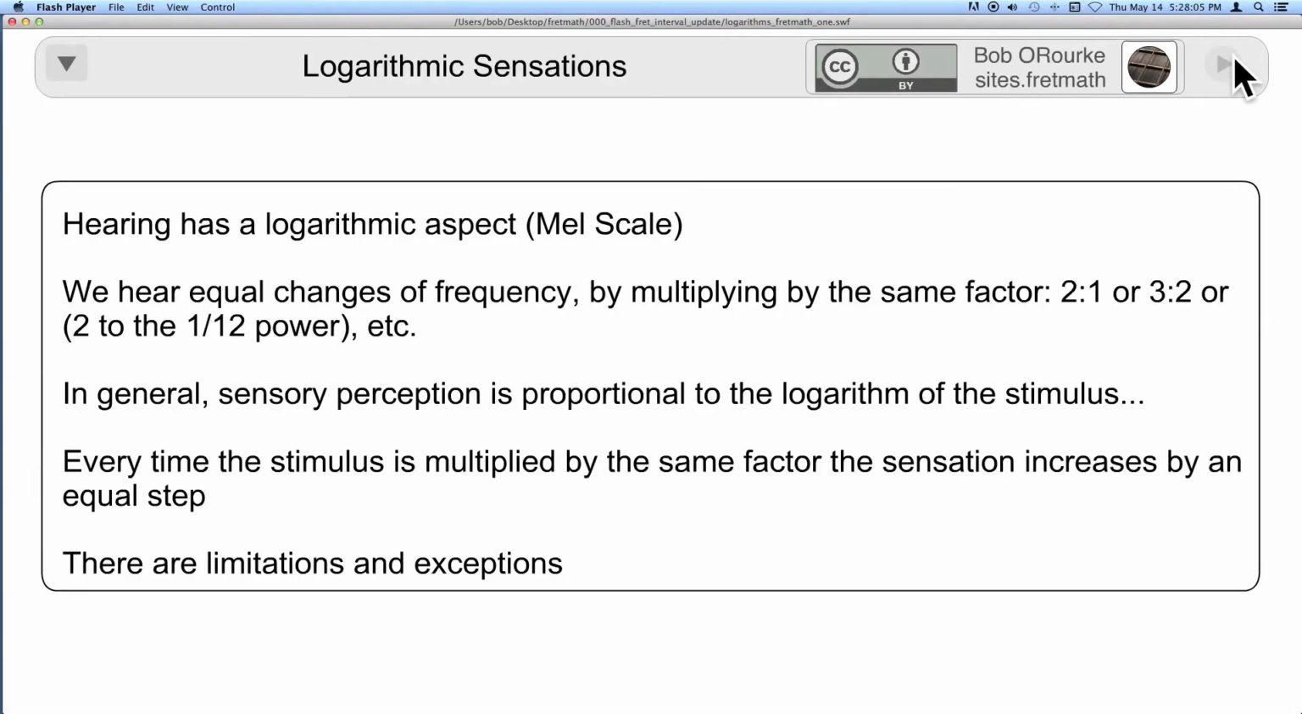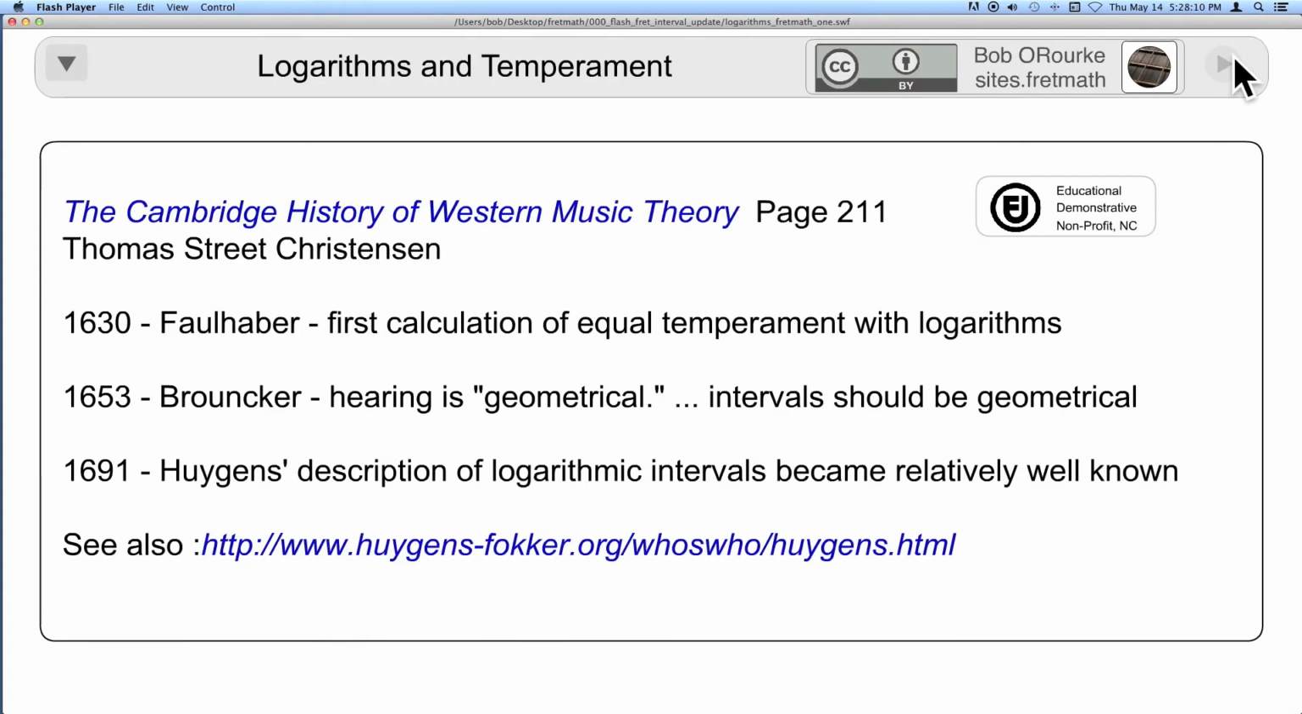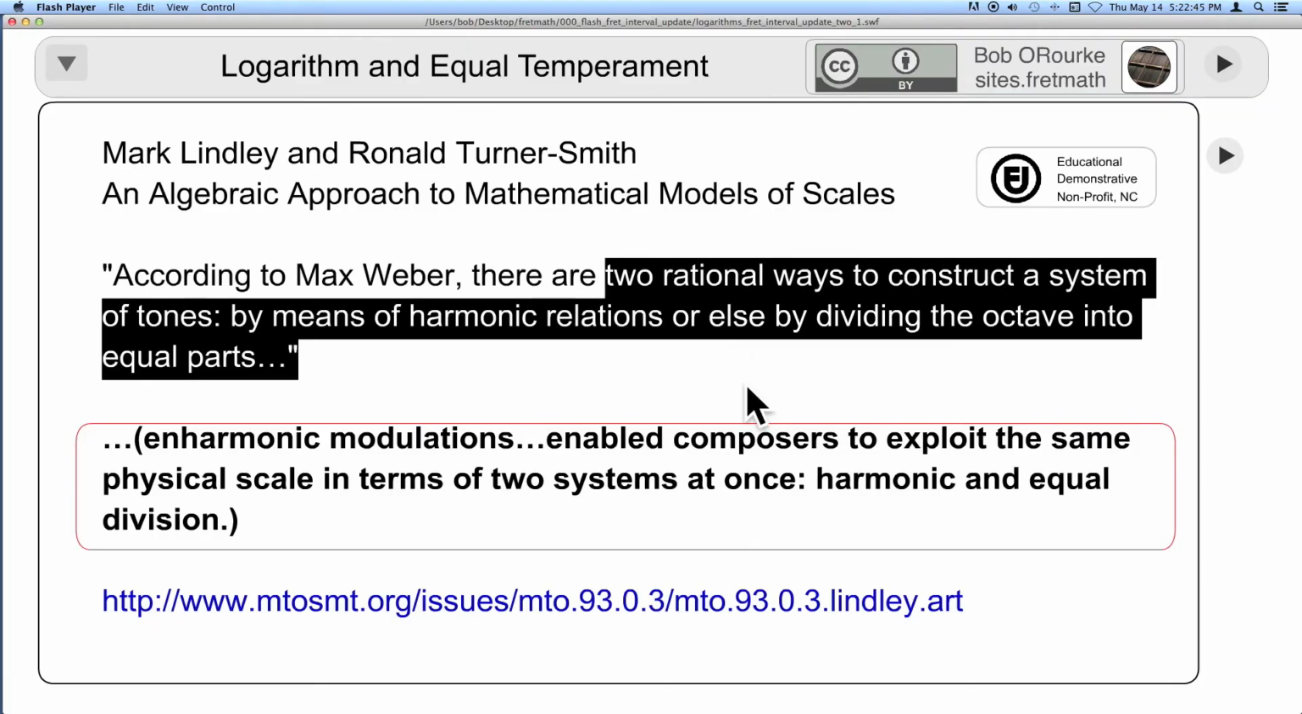In general, hearing has a logarithmic aspect to it. We hear equal changes of frequency by multiplying by the same factor, such as an octave, 2 to 1, or 3 to 2, the perfect fifth, etc. The idea that hearing is geometrical was first put forth by Brouncker, if I pronounce that correctly, in 1653. This idea from Lindley and Turner Smith: there's two rational ways to construct a system of tones, by means of harmonic relations or else equal temperament, basically.